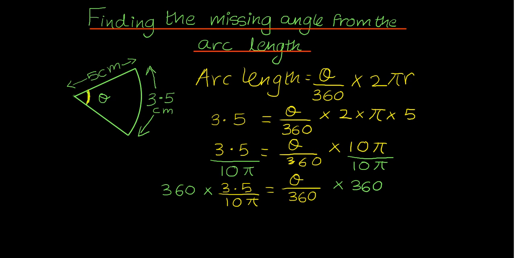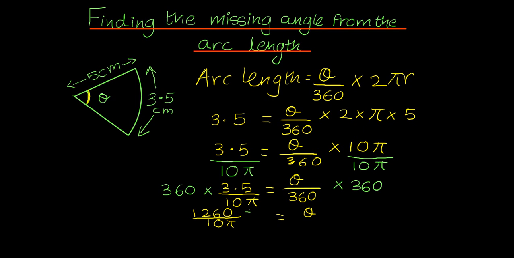So then I would be left with, ooh, it's a bit tight. Let's see if I can fit this in. 360 times 3.5, let's see if I can work that out. 360 times 3.5 is 1260. So that is 1260 over 10 pi. And if I divide both sides by 10, it can be simplified to 126 over pi.